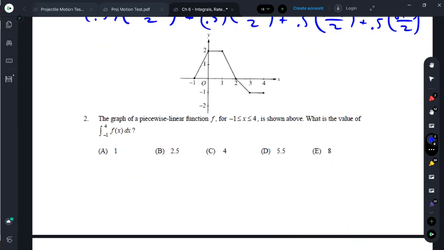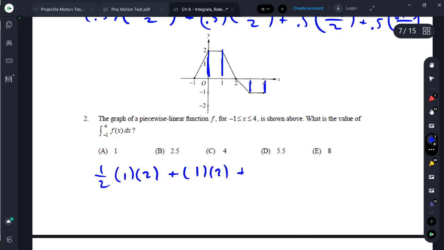All right. We have the graph of a linear piecewise function. What is the value from -1 to 4 of f of x dx? This is just the area under the curve. So from -1 to 4, I'm going to break this up into a triangle, rectangle, triangle. Those are all positive. And then a little triangle and a rectangle on the bottom. This is 1/2 times 1 times 2, plus 1 times 2, plus another 1/2 times 1 times 2.